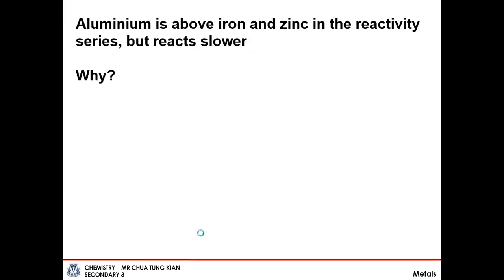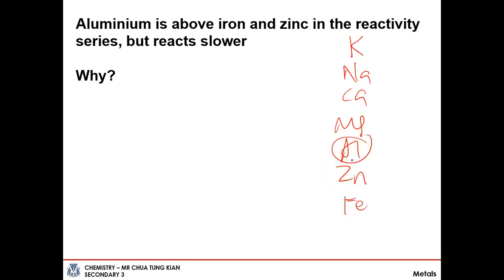Now I have a question for you. Aluminium is above iron and zinc in the reactivity series. If I write the series out, it is potassium, sodium, calcium, magnesium, aluminium, zinc, iron. Aluminium is in fact above zinc and iron, but aluminium actually reacts very slowly, and we use aluminium to make a lot of things. For example, aluminium saucepans, aluminium car bodies, aluminium poles, aluminium tent packs. Why do we still use aluminium when it is more reactive than zinc?